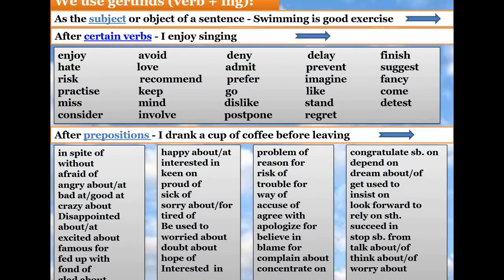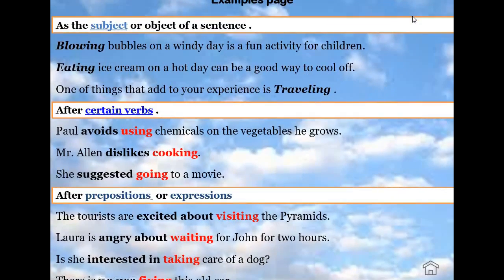We can use gerunds as subjects or objects of sentences. For example, swimming is good exercise. Another example, blowing bubbles on a windy day is a fun activity for children. Eating ice cream on a hot day can be a good way to cool off. One of the things that add to your experience is traveling. Blowing, eating, traveling are here gerunds. Blowing and eating are in the position of subjects. Traveling here is in the position of the object.